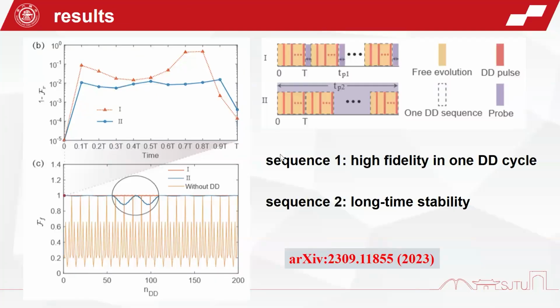The result shows we have two target functions. One is to optimize the final state after all of these manipulations, which gives the best fidelity after one total cycle. But sometimes we also want to continuously monitor the spin evolution during the DD operation. So we have another target function, the average fidelity. This gives better long-time stability.